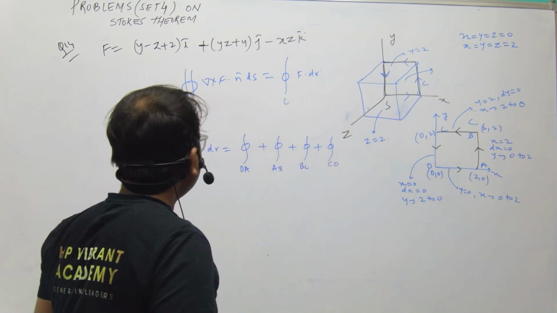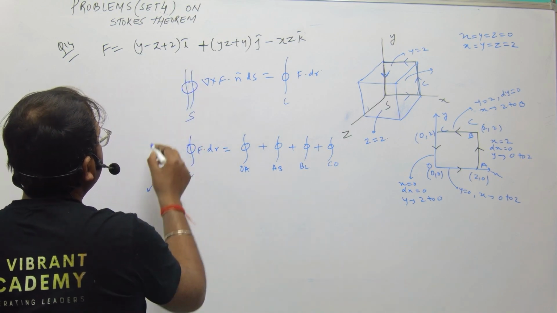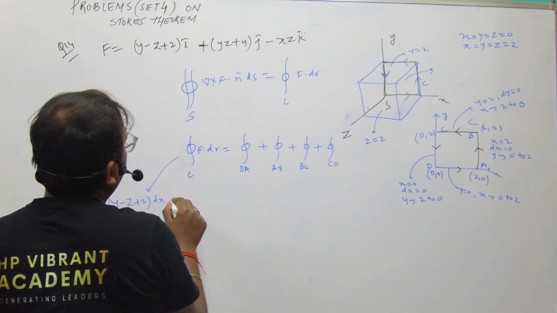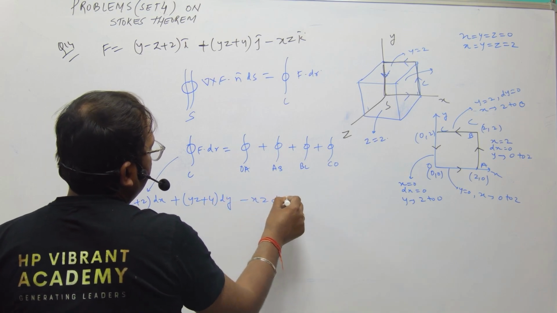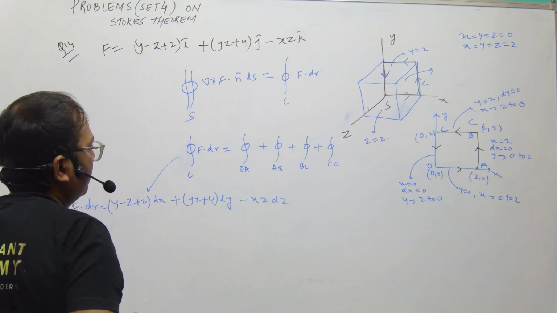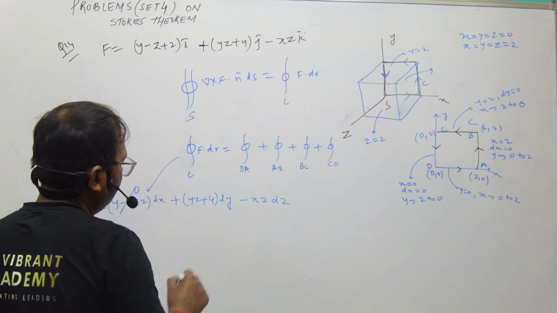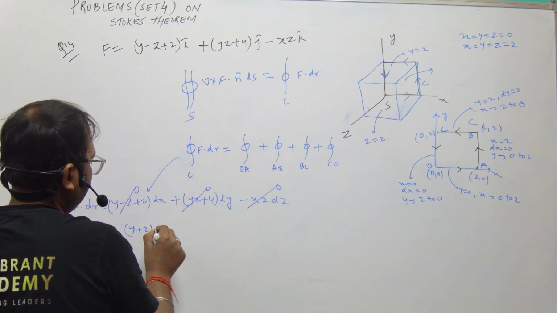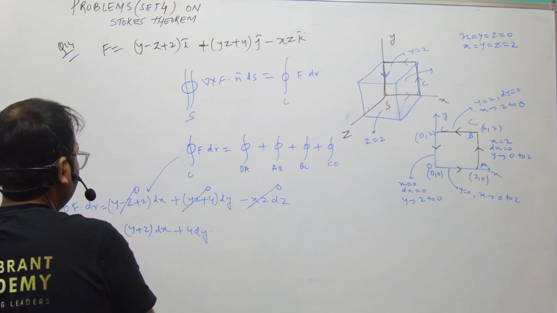Okay. So let us calculate f dot dr. f dot dr we can write as (y minus z plus 2) dx plus (yz plus 4) dy minus xz dz. This is the value of line integral along the curve C. On the xy plane we have the value of z as 0, so let us take z as 0. So this is 0 and this is straight away 0. So this is equal to (y plus 2) dx plus 4 dy. This is the value of line integral.